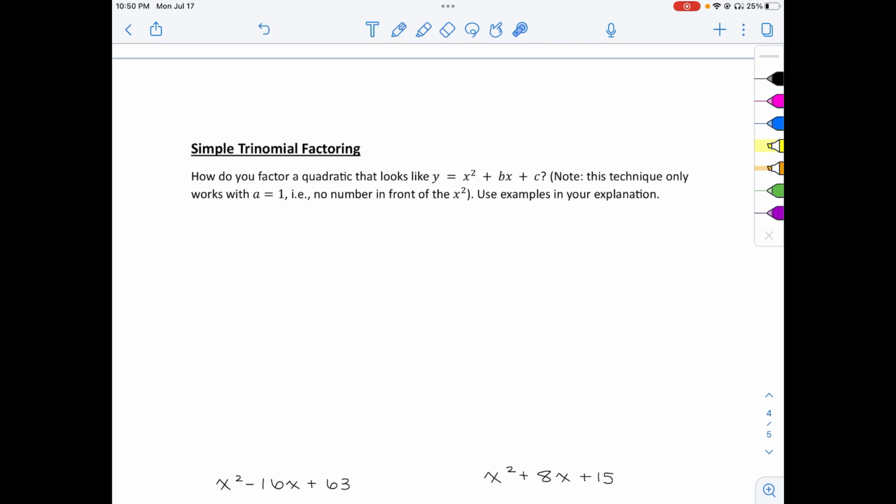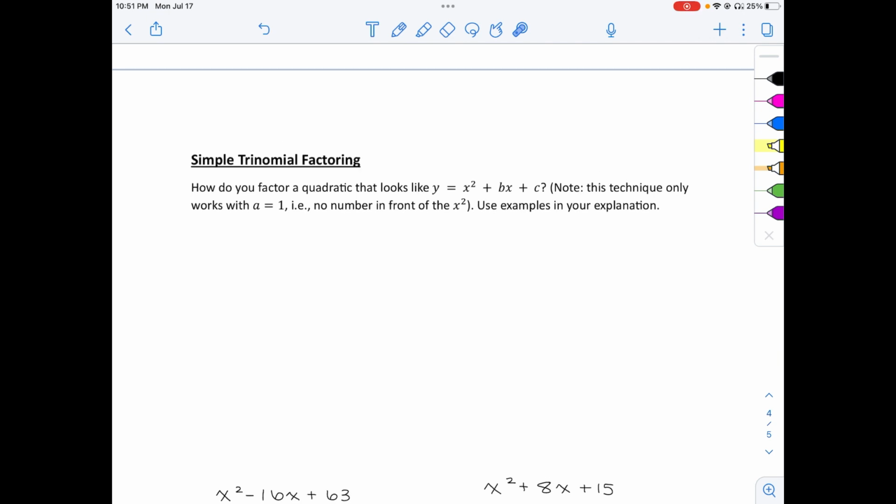It's an expression in standard form, an equation of a quadratic relation that has an a value of 1. Okay, so all of the examples I'm going to show you today will have an a value of 1, and all of your practice examples for this, again, have an a value of 1. They will all be simple trinomials so that you can apply this method.